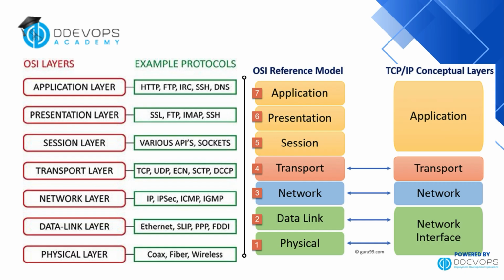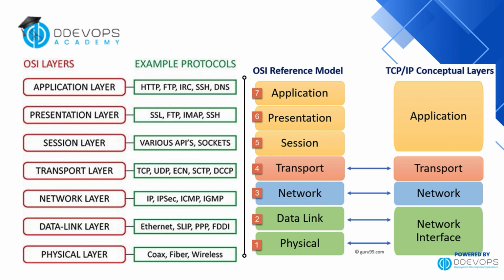Next is the presentation layer, responsible for formatting, encrypting, and compressing data, using protocols like SSL and FTP. Then comes the session layer, which manages sessions and connections between systems, using APIs and sockets. The transport layer ensures reliable data transfer through protocols like TCP, UDP, and SCTP.